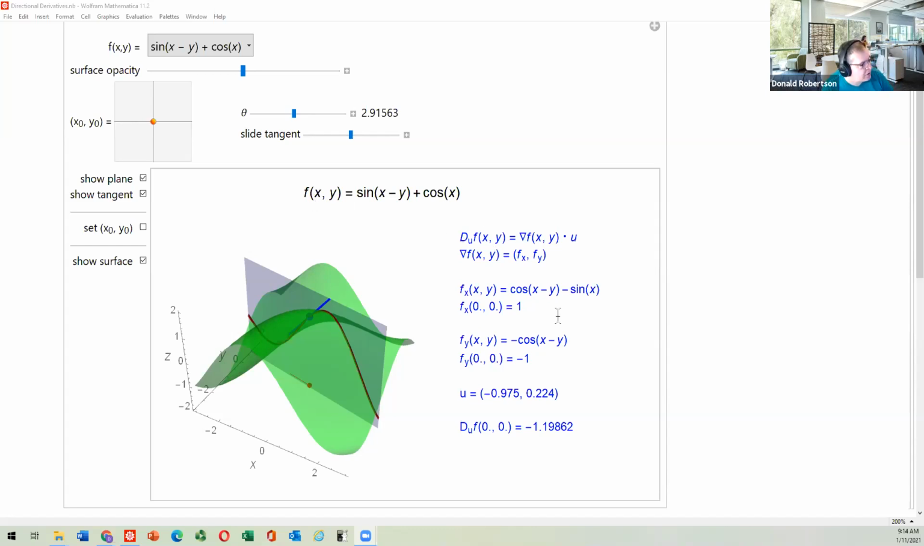Are you seeing a big green blob and it says sine x minus y? Are you seeing what I'm looking at on my second screen? Good. Okay.